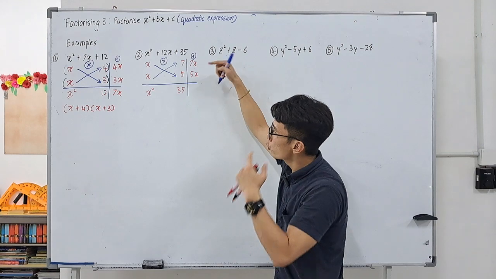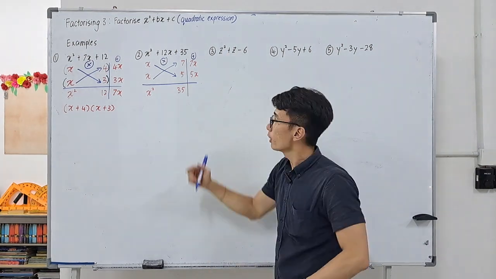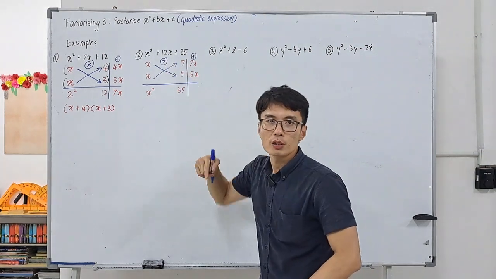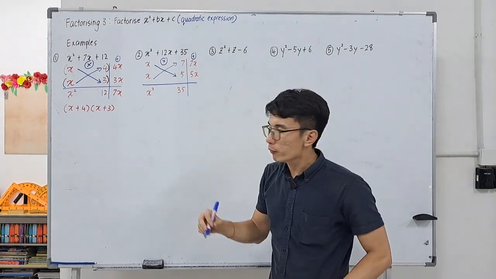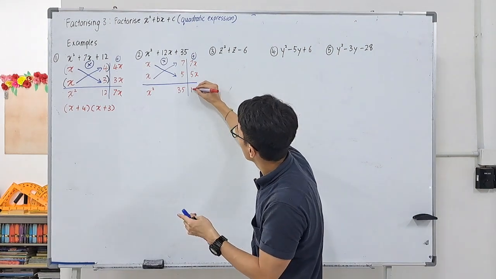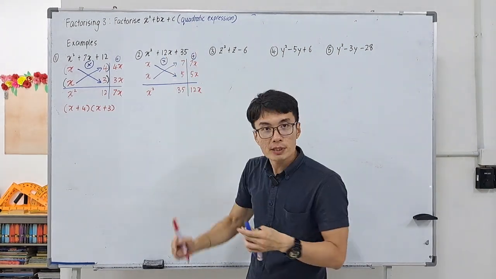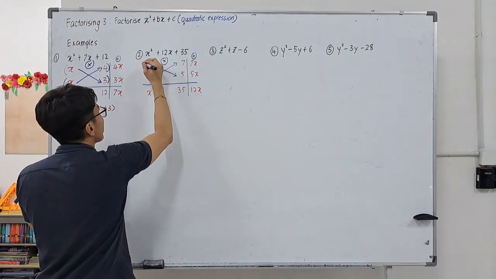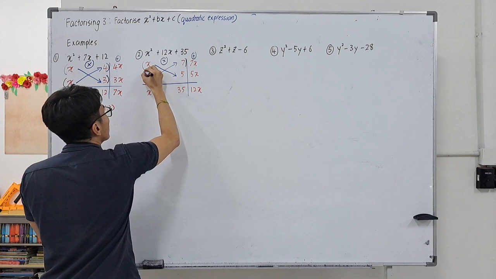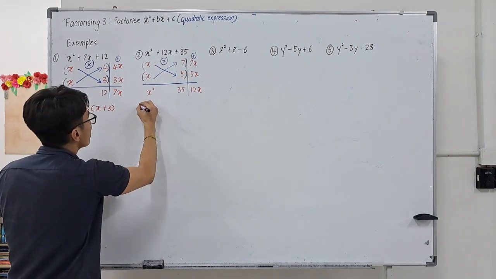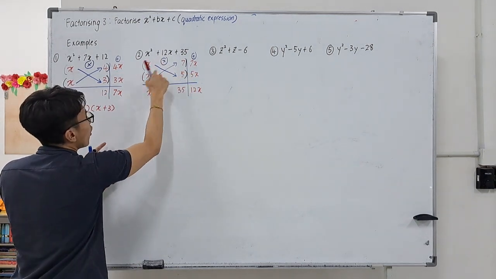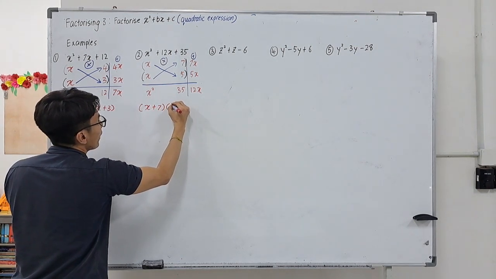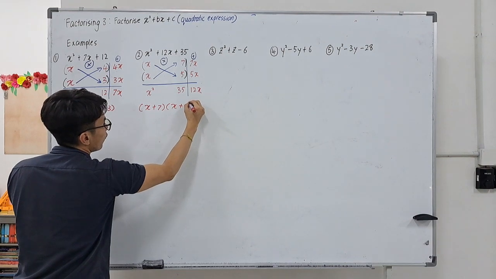So let's check over here. To check if this pair of numbers is correct, this and this has to add together to give you the middle term. So true enough, 7x plus 5x, that will give you 12x, which is true. That's the middle term, right? So we have done the factorization. So to write our final answer, follow it horizontally. So it's going to be x plus 7 and x plus 5.